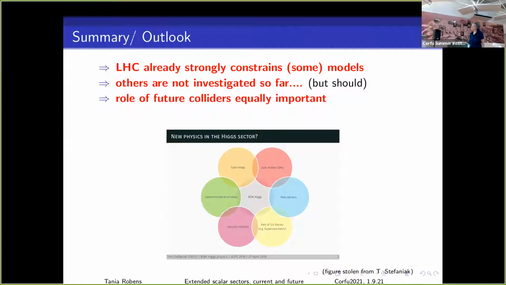I'm already at my summary and outlook. The LHC already constrains some models, but it also does not constrain some other models because they are not investigated, which I think is not so good. Obviously the role of future colliders is equally important. And this picture I stole from Tim, where you can see that the BSM Higgs or scalar can connect to many important parts of theory and experimental space and techniques.